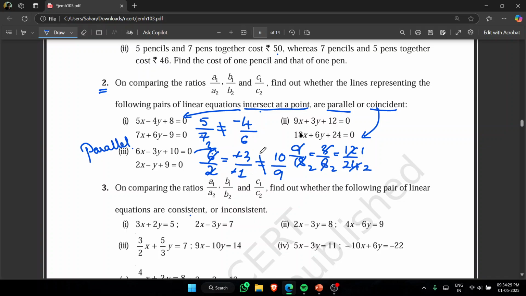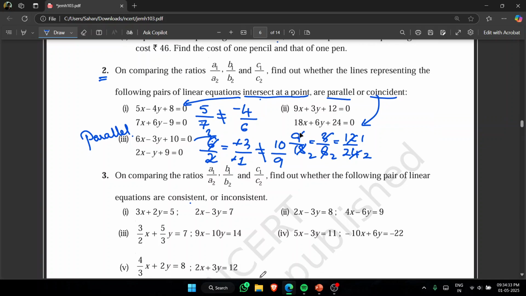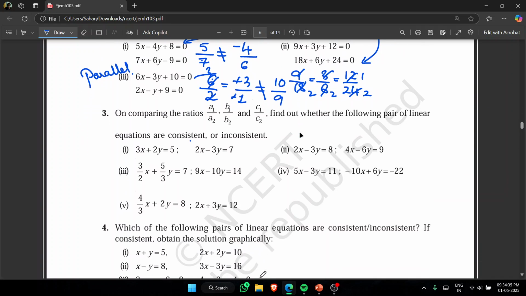Now we'll go to the third one here. Again the same check we'll have to do.